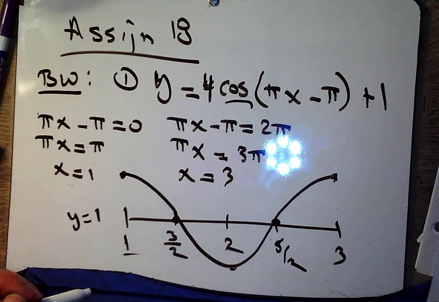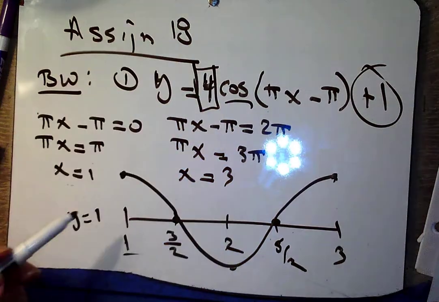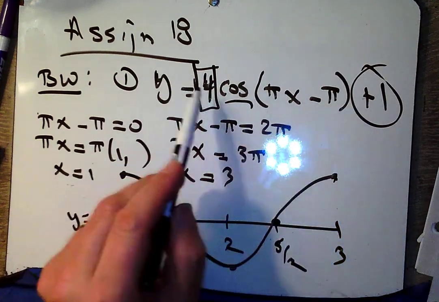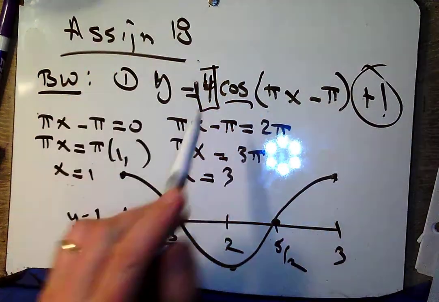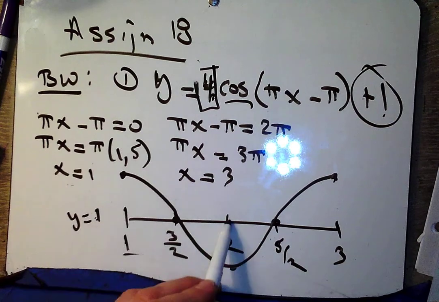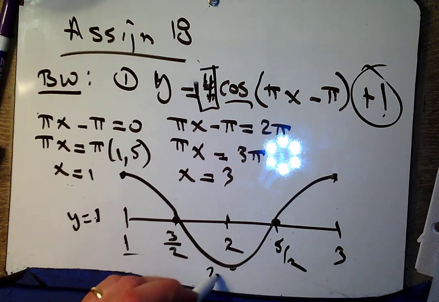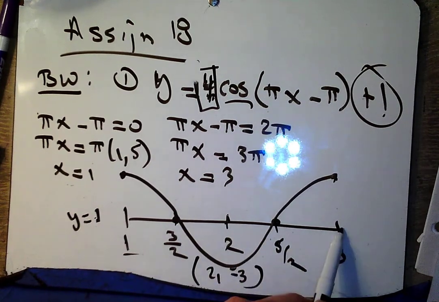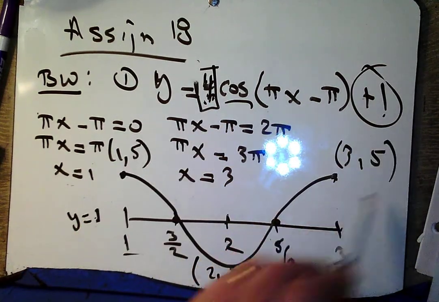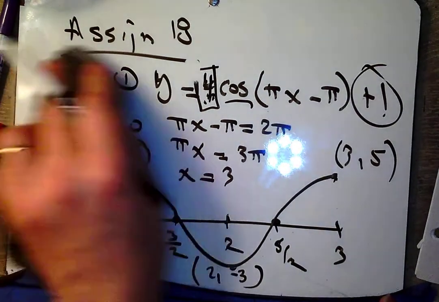Next, y equals 1. Label that sinusoidal axis. And finally, see how our amplitude is 4? So this y value is going to be 1 plus 4, the amplitude, 1 plus 4 is 5. And here, I know y equals 1, I'm going to go down 4. 1 minus 4 is negative 3. And then here at 3, I was at y equals 1, I went up 4, and so now I'm at 5. Okay, there's our graph. I hope many of you had the same graph.